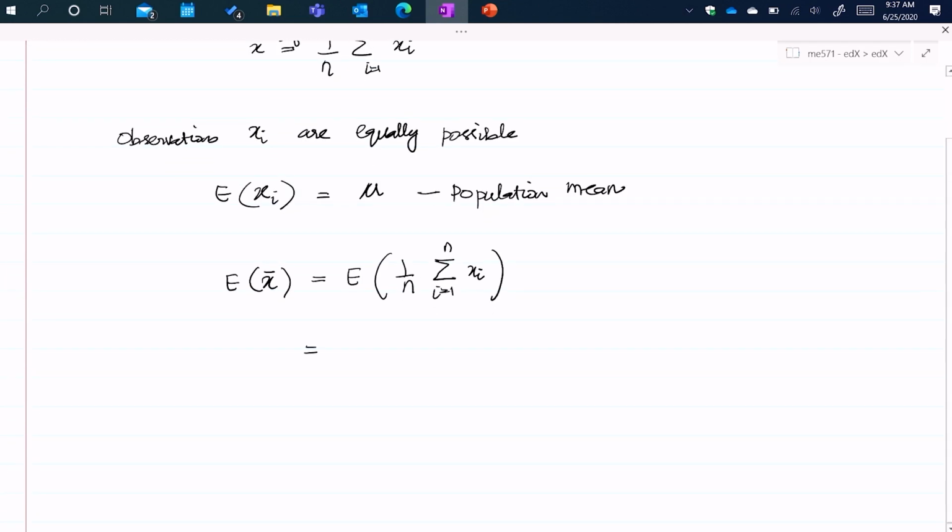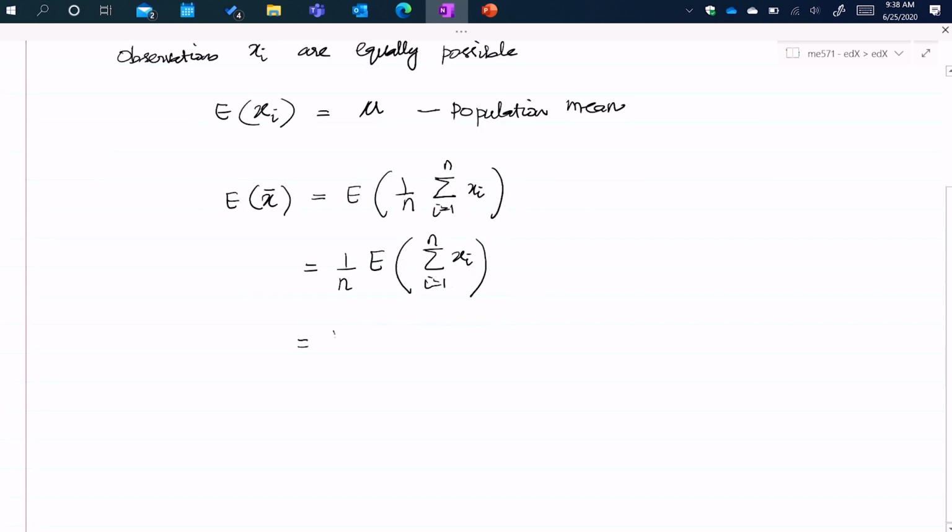And we know from the definition of expected value that the expectation of a sum is the sum of expectations, and the expected value of a constant times a random quantity is equal to the constant times the expected value of the random quantity. So I'm going to write this as 1 over n summation. I'm going to do one step at a time. 1 over n times the expected value of summation i going from 1 to n of xi.